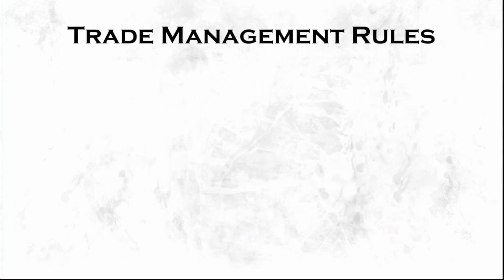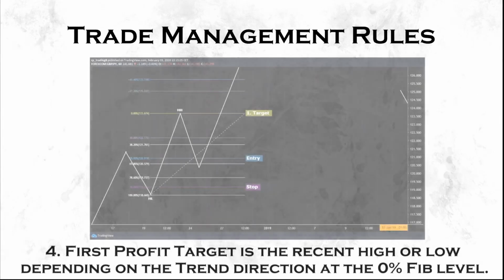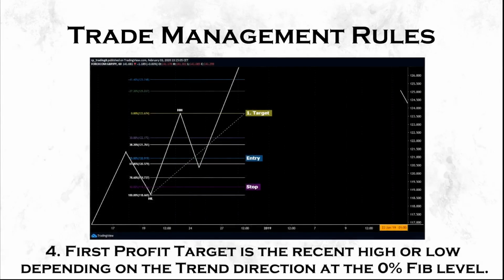Rule number 4 is the first profit target is the recent high or low, depending on the trend direction, at the 0% fib retracement level. In a bullish market structure, we want to bank our first profit at the recent high, and in a bearish market condition we want to bank profits at the previous low.